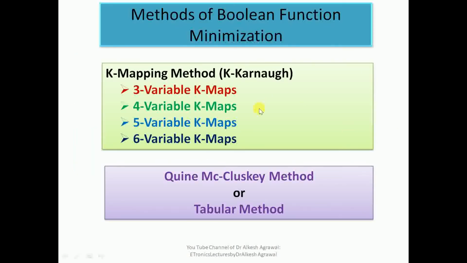So we know that there are many methods by which we can minimize or reduce a Boolean function. That includes the Karnaugh mapping method, and another method is the tabular method, also known by the name Quine-McCluskey method. So in this lecture, we'll focus on the three variable K-map, that too with don't care conditions.